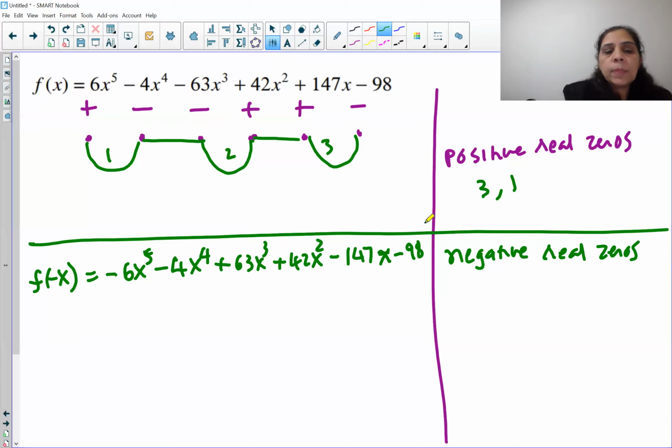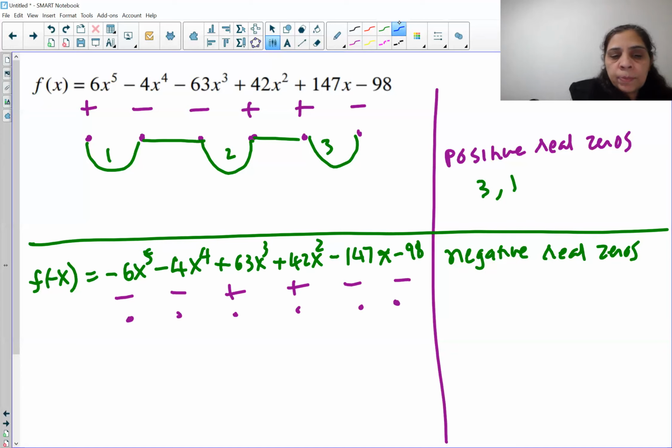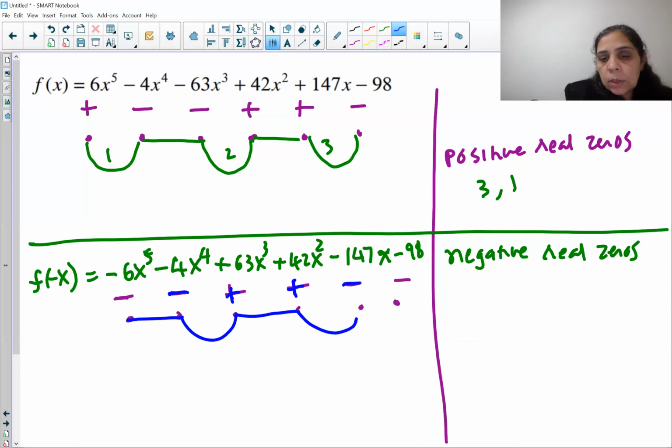And 98. Now we can say here we have negative, negative, positive, positive, negative, and negative. Then we can make a dot, and you can see it looks easier. Negative to negative, sign will not change. Negative to positive, sign will change. Positive to positive, not a change. Positive to negative, change. Negative to negative, not a change.